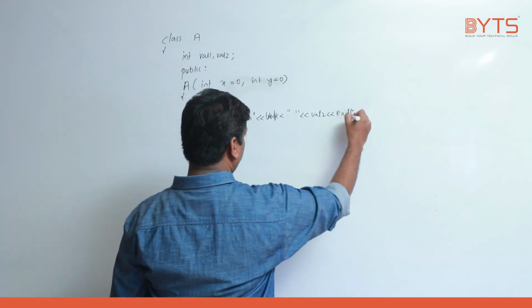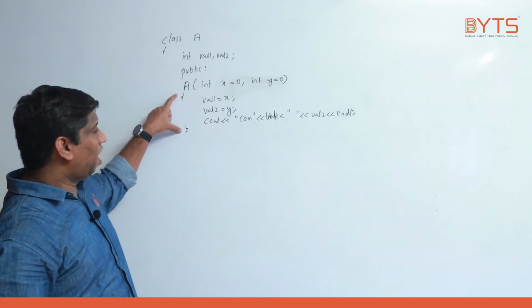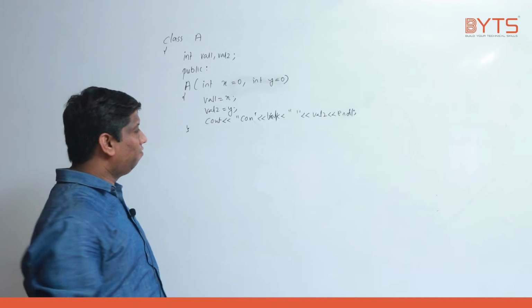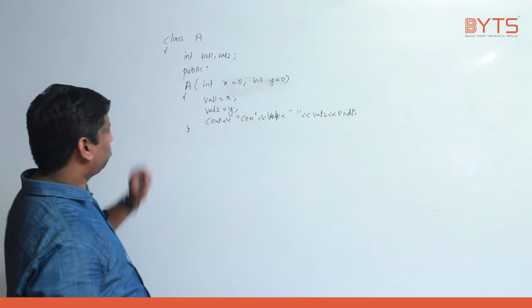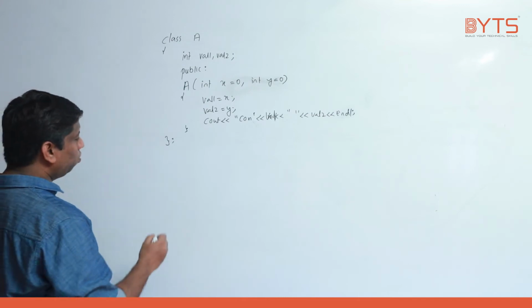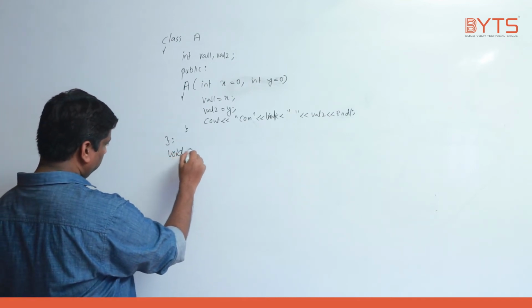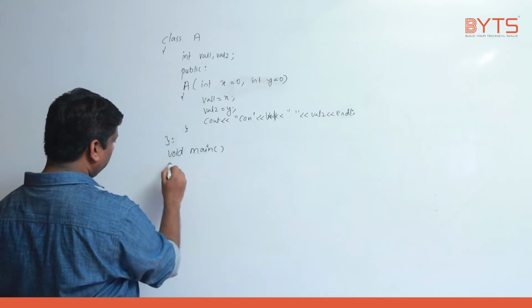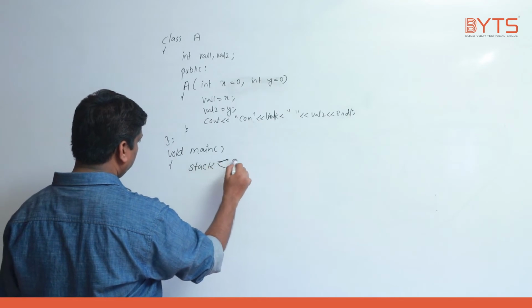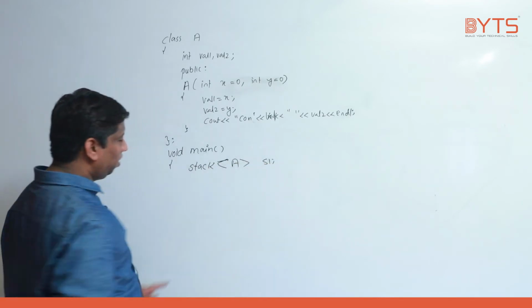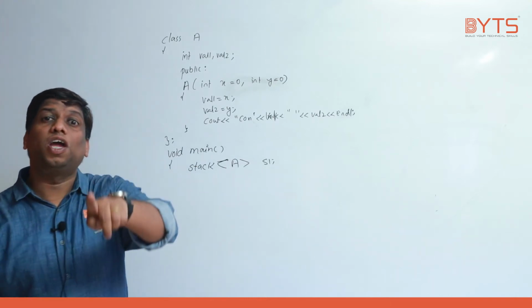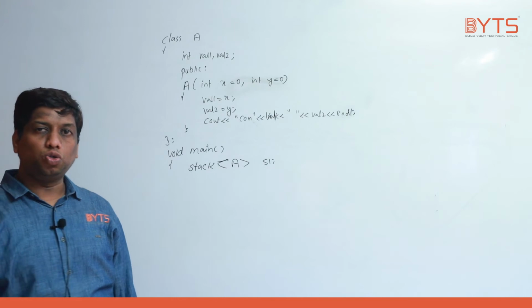So what I am trying to do is create a constructor and assign the values into val1 and val2, and print val1 and val2 also, right? Fine. This is one constructor we have. I hope this is very clear. Now, void main. Please observe here, stack of A, s1. S1 is a stack which is used to store objects of A.